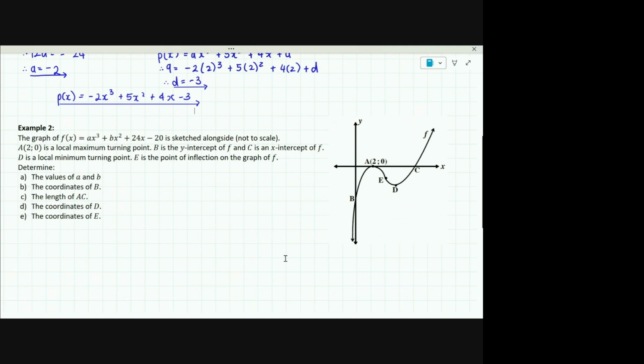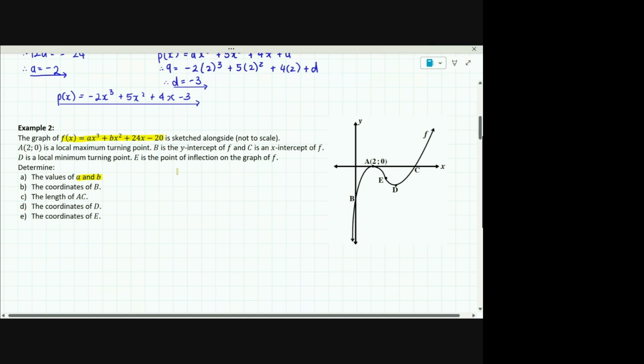Right, it then goes on to say that A at (2, 0) is the local maximum turning point, B is the y-intercept of f, and C is an x-intercept of f. D is the local minimum turning point, and E is the point of inflection of this graph. And then we've got 5 questions here. So the first question is asking us to determine the values of a and b, and let's just be clear about which those are. They are the lowercase letters. We're not asking for coordinates. So in this equation of f of x, I'm looking for a and b. Now, this is essentially what we've just done.